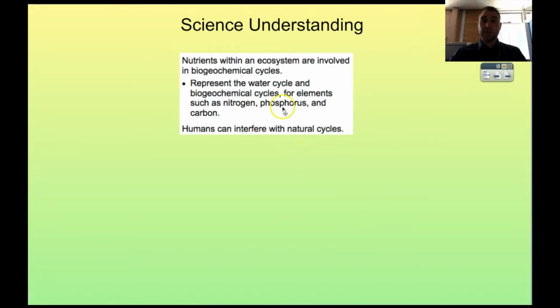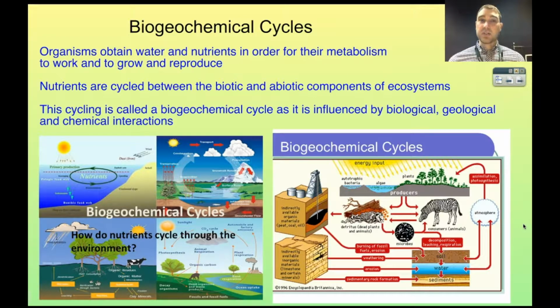Science understanding: we're going to look at how nutrients within an ecosystem are involved in biogeochemical cycles, represent the nitrogen and phosphorus biogeochemical cycles, and understand that humans can interfere with natural cycles. So what is a biogeochemical cycle?